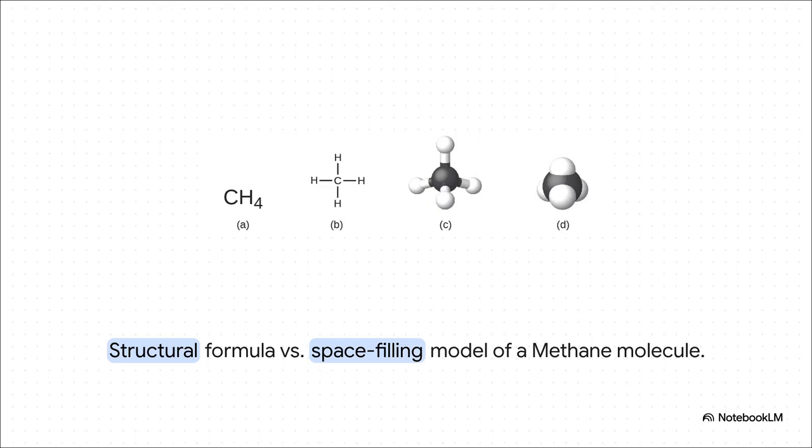When we look at a structural formula, we see lines indicating the actual chemical bonds connecting the 1 carbon and 4 hydrogen atoms. And when we look at a space-filling model, we really see what this looks like in 3D space. The atoms aren't just a random list of ingredients thrown together. They are snapped together in a very specific, physical, geometric arrangement.